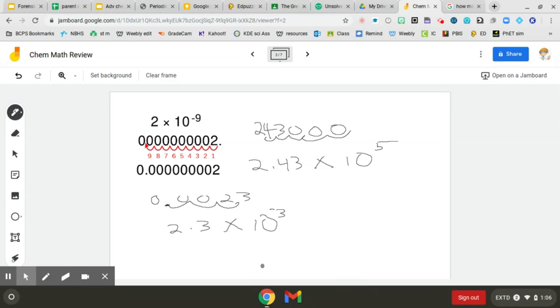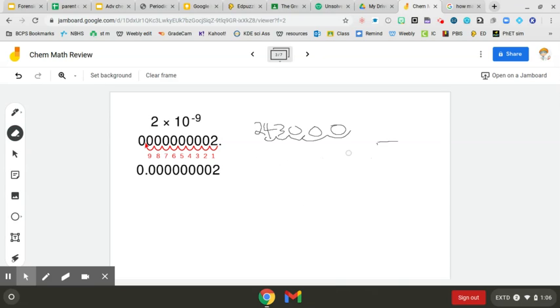Okay, let's try going the other direction. Let me erase some stuff here. Okay, let's go the other direction. Let's say I give you a number in scientific notation, like 2.1 times 10 to the 4th. And you have to write it the other way.